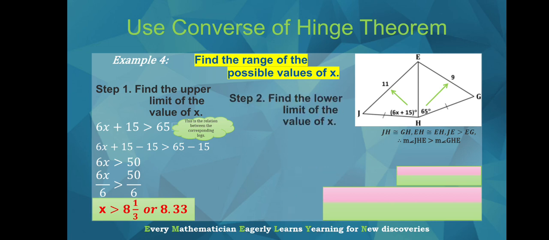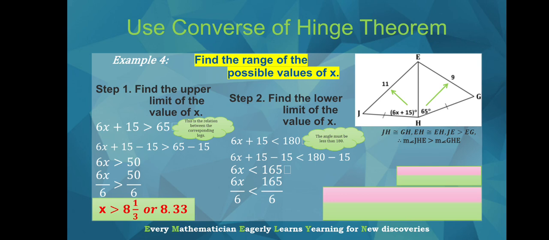Next, find the lower limit or lowest possible value of x. Use the fact that the measure of any angle in a triangle is less than 180 to write a second inequality. So, measure of angle JHE is less than 180. By substitution, 6x plus 15 is less than 180. By subtraction property of inequality, subtract both sides by 15. Simplify. 6x is less than 165. By division property of inequality, divide both sides by 6. X is less than 27.5.